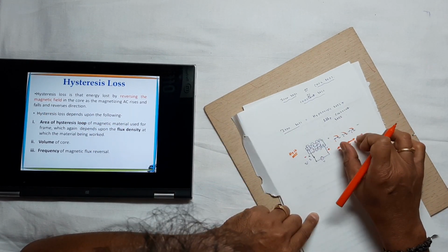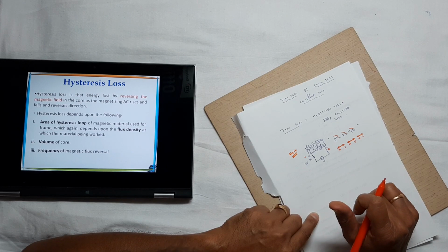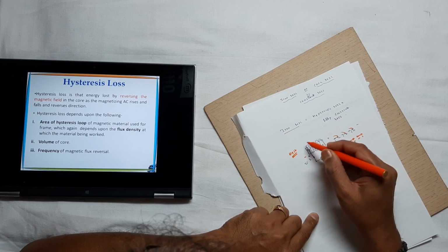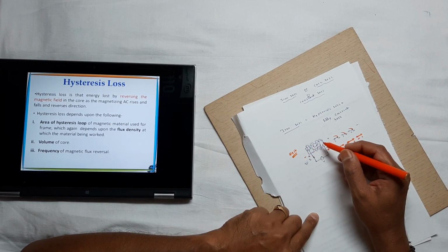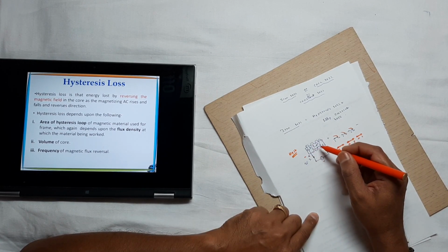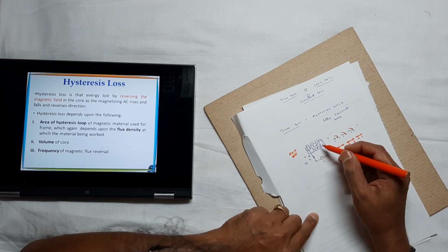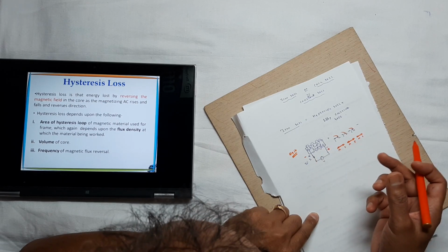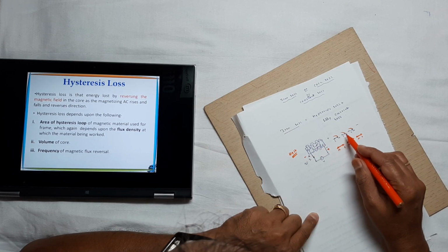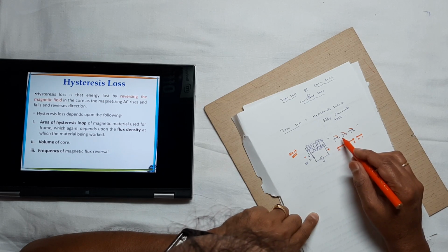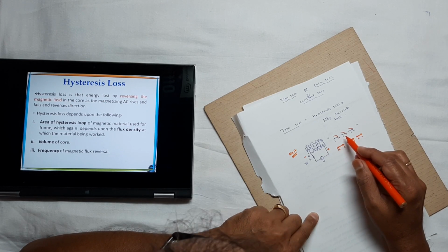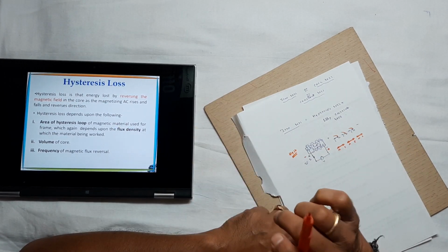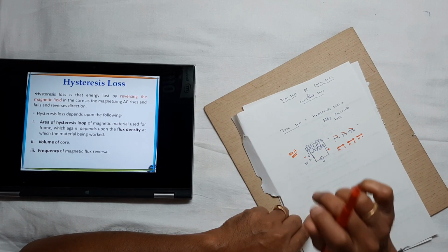Then the friction between the dipoles depends upon what? It depends upon the flux density. If it is a very good quality magnetic material, it contains more dipoles. If there are more dipoles, then because of the reversal of the supply, more dipoles brush against each other. Because of that, the losses are more, that is, the hysteresis loss is more.